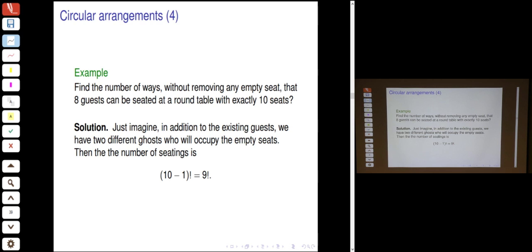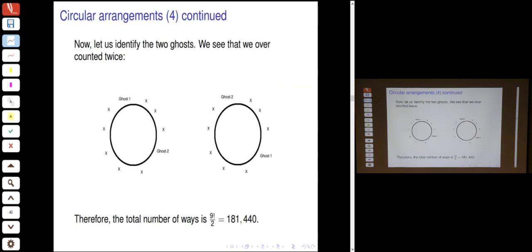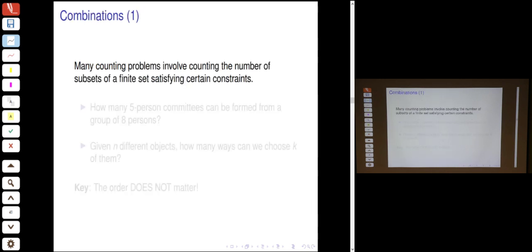But actually, the 2 empty seats are not different. They're not occupied by 2 different ghosts. They're occupied by, I don't know, the same ghost. So ghost 1 position here and there, actually they are the same. So somehow, because we treat the empty seats as different ghosts, we double count by a factor of 2. So you divide by 2, and this is enough.